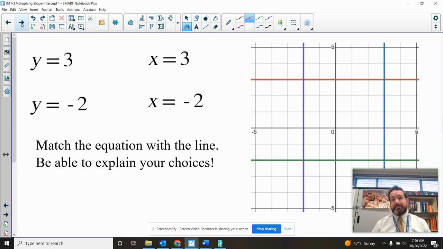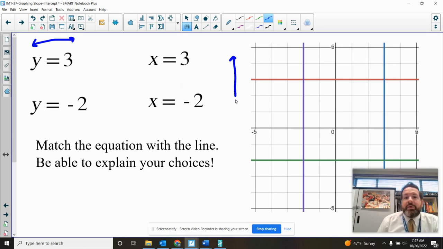Now with these, you may want to reference your toolkit paper. There's two types of lines. We've got y equals a number and x equals a number. The y equals a number, these are the ones that are going to go straight sideways. The x equals a number, these are the ones that go straight up and down.